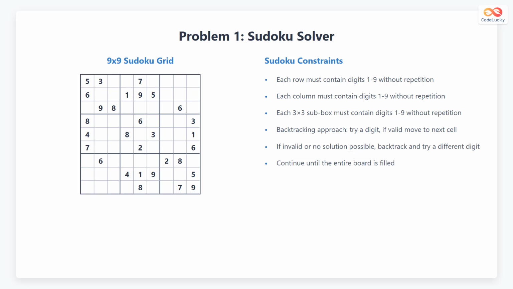The backtracking approach to solving Sudoku involves trying a digit in an empty cell. If the digit is valid based on the constraints, then we move to the next empty cell. If the digit is invalid, or if no solution is possible from the current state, we backtrack and try a different digit in the current cell. We continue this process until the entire board is filled with valid digits.